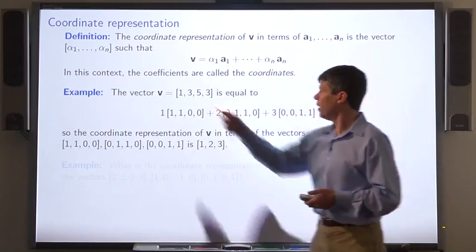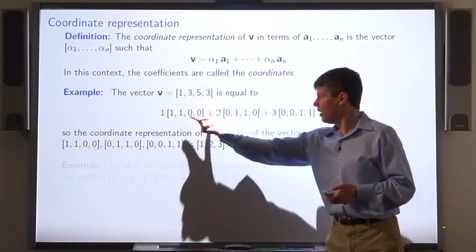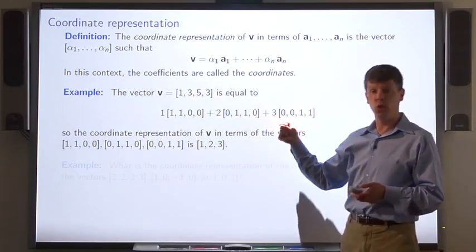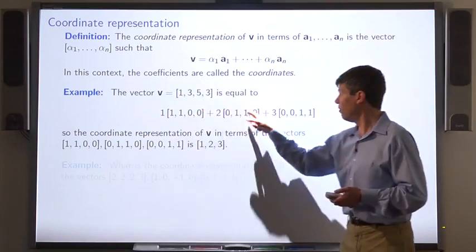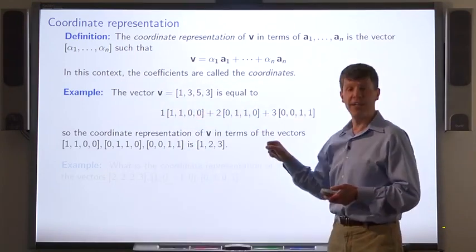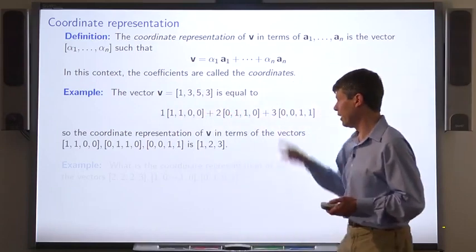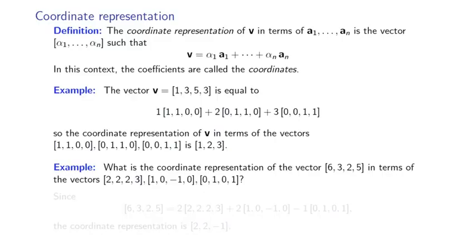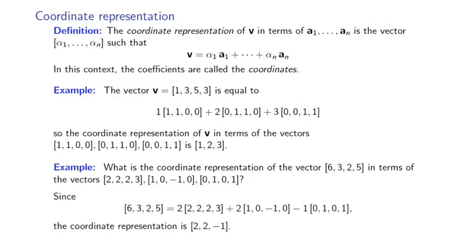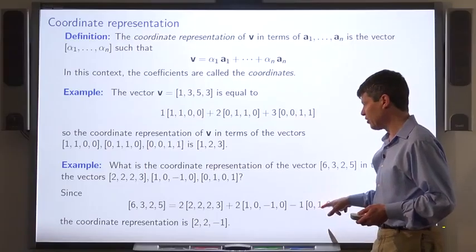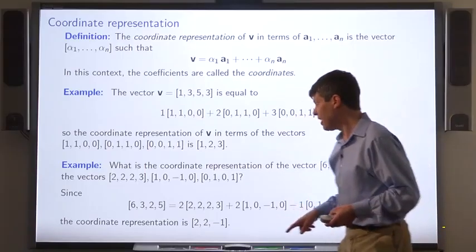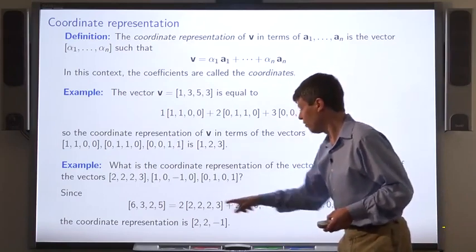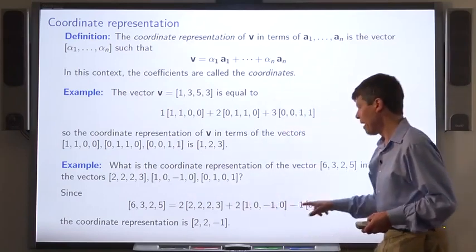For example, this vector can be written as this linear combination. So its coordinate representation in terms of these vectors is the vector of coefficients, 1, 2, 3. So that's its representation. What's the coordinate representation of this vector in terms of these vectors? Well, we can write this vector as this linear combination. So the coordinate representation is the vector consisting of the coefficients 2, 2, and minus 1.